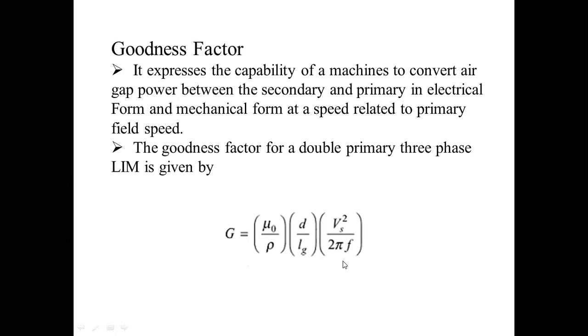Actually, this is mostly given for the double sided linear induction motor. Double sided means we are using double primary with a single secondary, so that is used for double sided linear induction motors, and this goodness factor tells about how the performance of the linear induction motor should be.